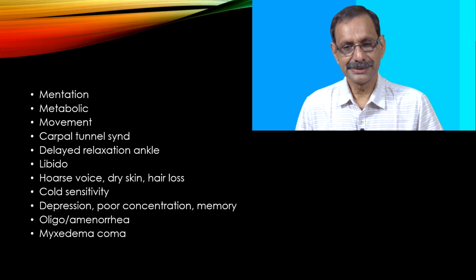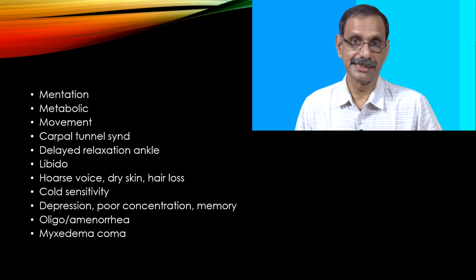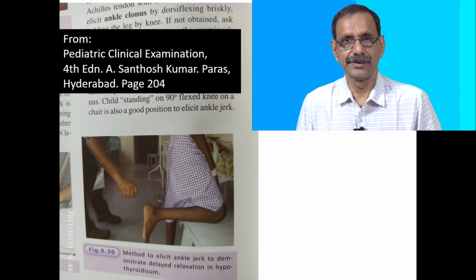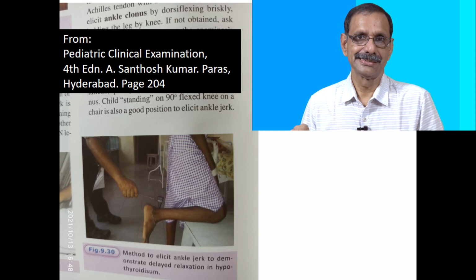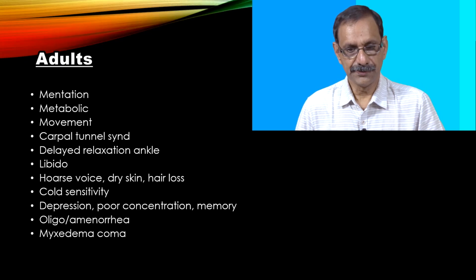Then the delayed relaxation of ankle jerk is supposed to be a characteristic sign, especially in a grown-up child. The ankle jerk for hypothyroidism is done as shown in this picture. Then only you will get the delayed relaxation demonstrable. Now, decreased libido, hoarse voice, cold sensitivity that we said, oligo or amenorrhea, etc.